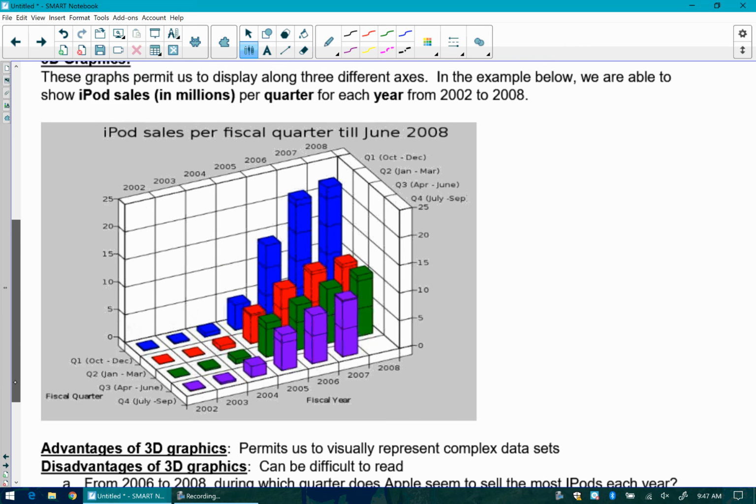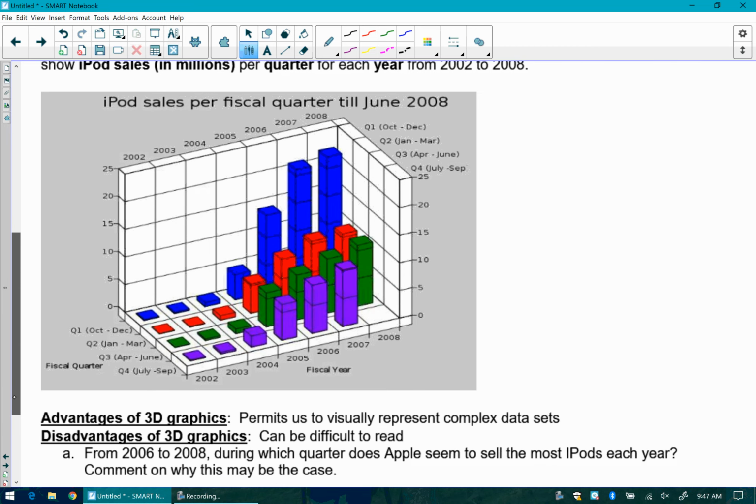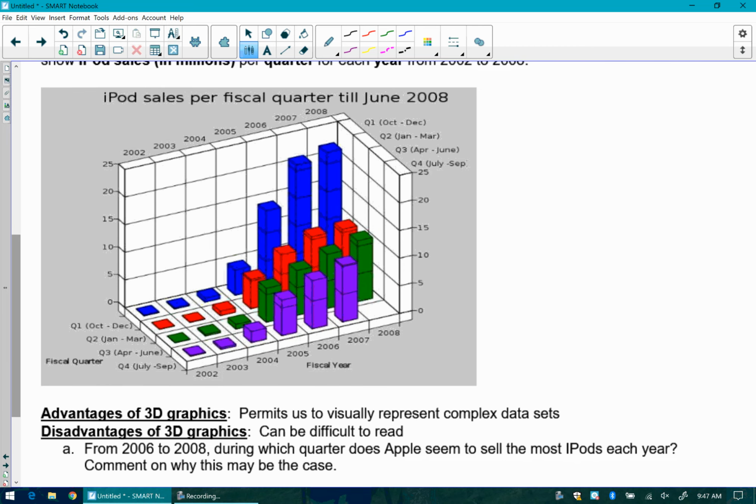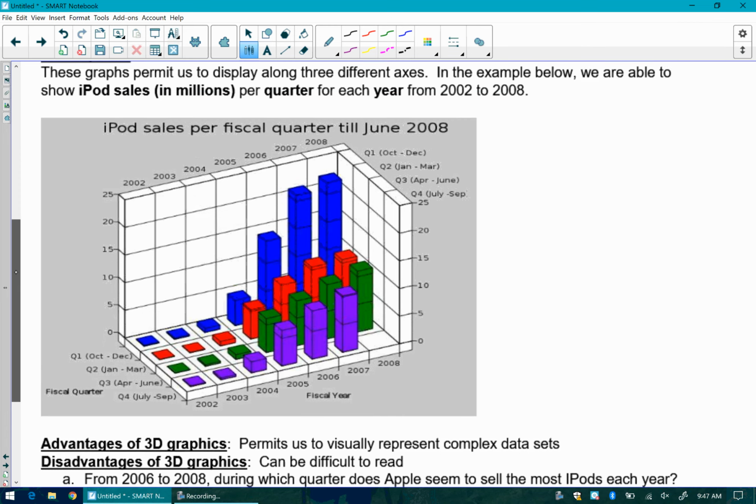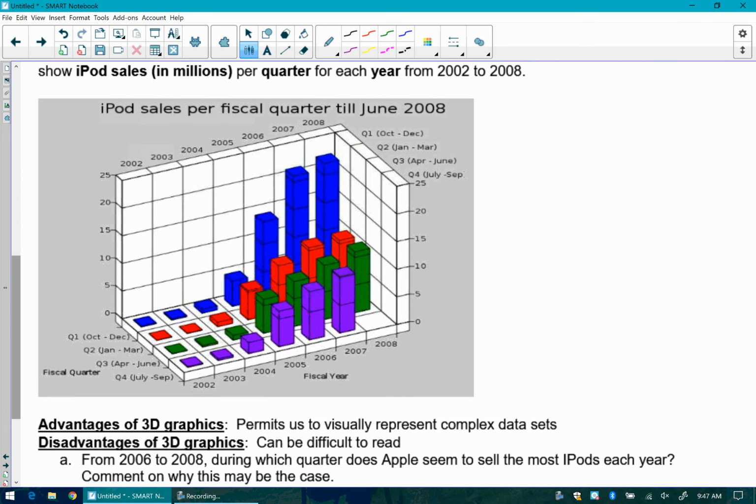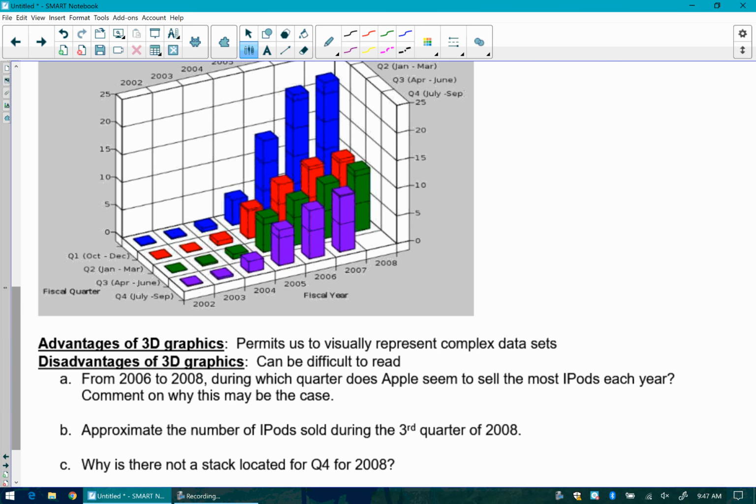This one is in reference to iPod sales until June 2008. Some advantages of 3D graphics: you can visually represent complex data sets, because here you can see multiple years from 2002 to 2008, and then along the top here you're measuring the actual sales themselves. I believe they were in millions. Yes, it's just above there, in millions. Some disadvantages, unfortunately, of these 3D graphics are that they can be difficult to read.